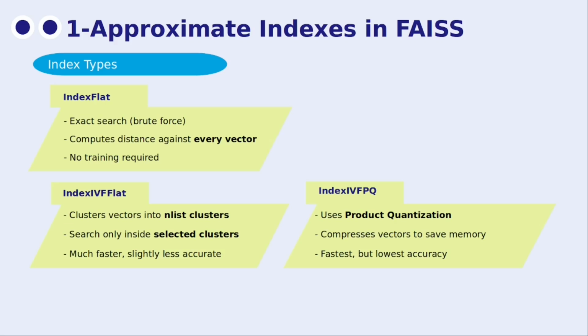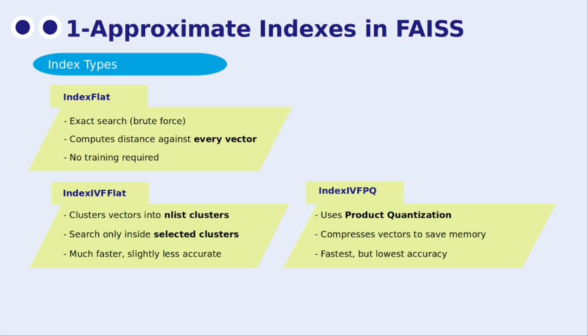First, IndexFlat. Let's start with the simplest index. IndexFlat is brute force. No training required. IndexFlat is accurate, but it is slow. It works well only for small datasets.